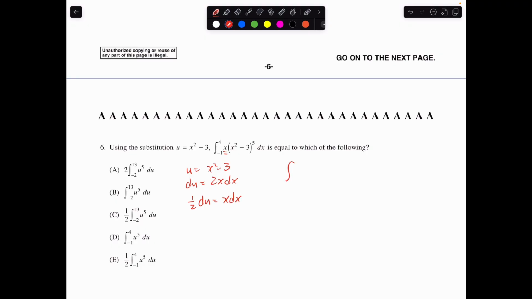So my bounds are in terms of x, so I have to turn them in terms of u. I have to plug it in here. Negative 1 squared, that's 1. 1 minus 3 is negative 2. And then for my upper bound, I have 4 squared, 16 minus 3, that's 13. And then I have 1/2 u to the 5th du. It's just plugging it back in. And I think my answer is C if I pull out the 1/2. So this is just 1/2 integral from negative 2 to 13 of u to the 5th du.